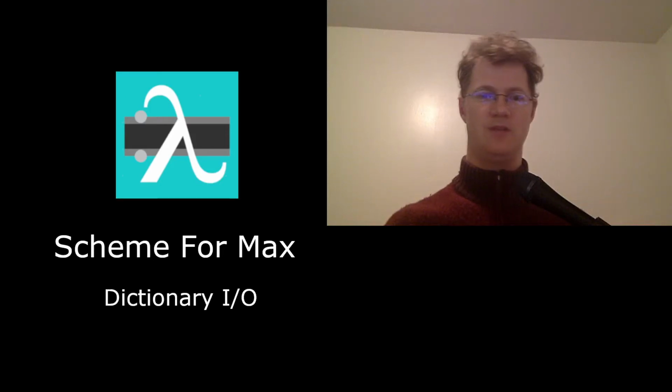Hi, my name's Ian, and in these videos we're looking at the new features in Scheme for Max version 0.2. And in this video we're going to take a look at the new dictionary input and output facilities.